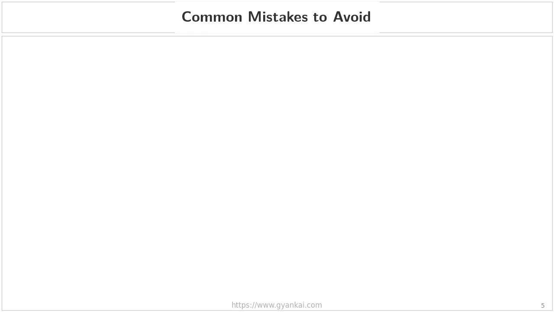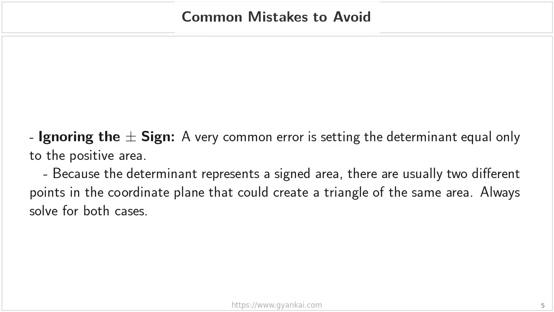Common mistakes to avoid. First, let's talk about ignoring the plus or minus sign. This is perhaps the most frequent mistake I see. Many students simply set the determinant equal to the positive area. However, remember what we discussed in slide 2.